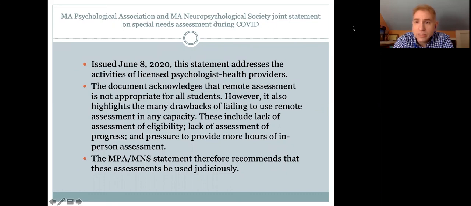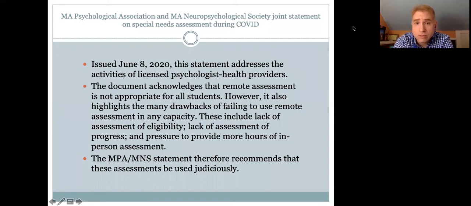And what it said, it was not speaking to schools, to school psychologists. It was not trying to tell school psychologists what to do or what not to do. It's really for neuropsychologists, for people practicing independently in the community. And it acknowledged that remote assessment is not appropriate for all students. It went through a number of reasons why that might be the case, including socioeconomic disparities in terms of people's ability to access appropriate technology and space in their homes.